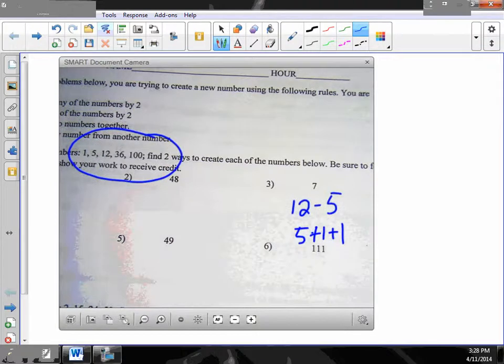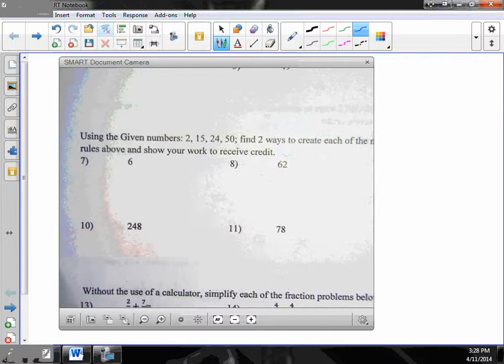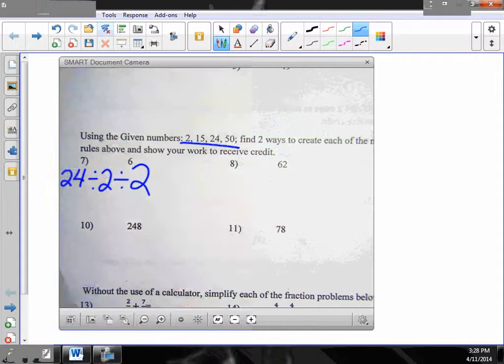Let's look at the second set. So look at number 7. We have a new set of numbers. It's smaller. And we don't have a 1. So that can be kind of tough. Well, 24 divided by 2 is 12, divided by 2 is 6. That would get me to 6. I could do 2 plus 2 plus 2.